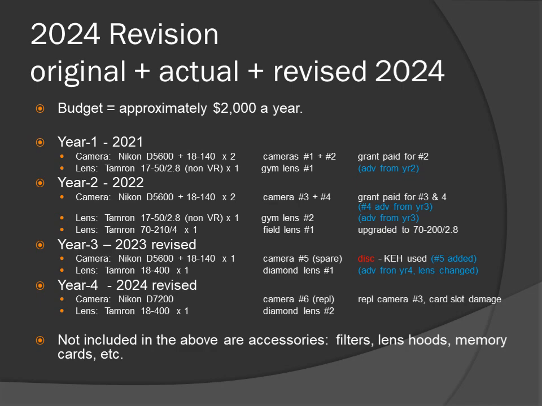We used camera number 5 to replace another damage earlier. And we got a second diamond lens. Not included in the above are accessories, so these are just the camera and lenses.